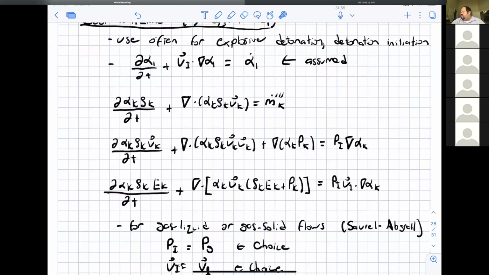We don't use it in our group, so I don't have any fancy movies of the BN model, but a lot of the DOE codes have a Baer Nunziato multi-phase option. I think ALE3D has one. I don't know how well it works, but I think ALE3D has one. Maybe CTH, but anyways, it doesn't work well.